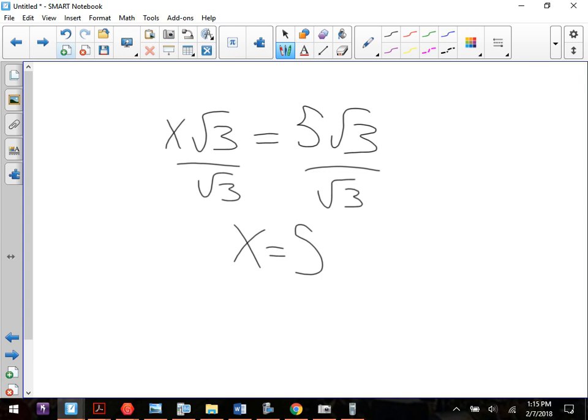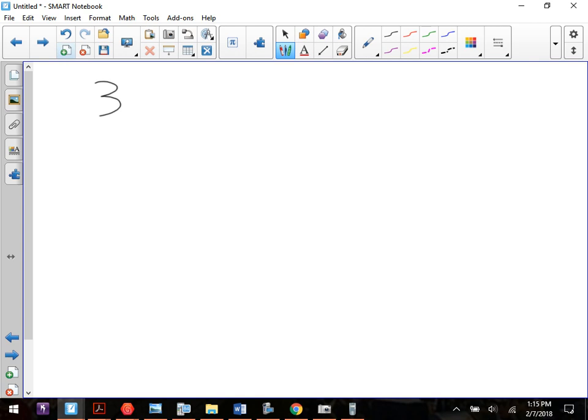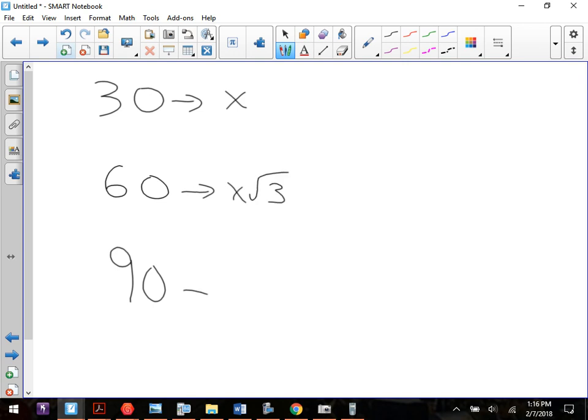Skip over to 9. 9 is another 30, 60, 90. Across from the 30, some value of x. Across from the 60, some value of x times the square root of 3. Across from the 90, some value of 2 times x. Across from which angle do you know in number 9? The 30. Which means that the value of x has to be set equal to 2 root 6.